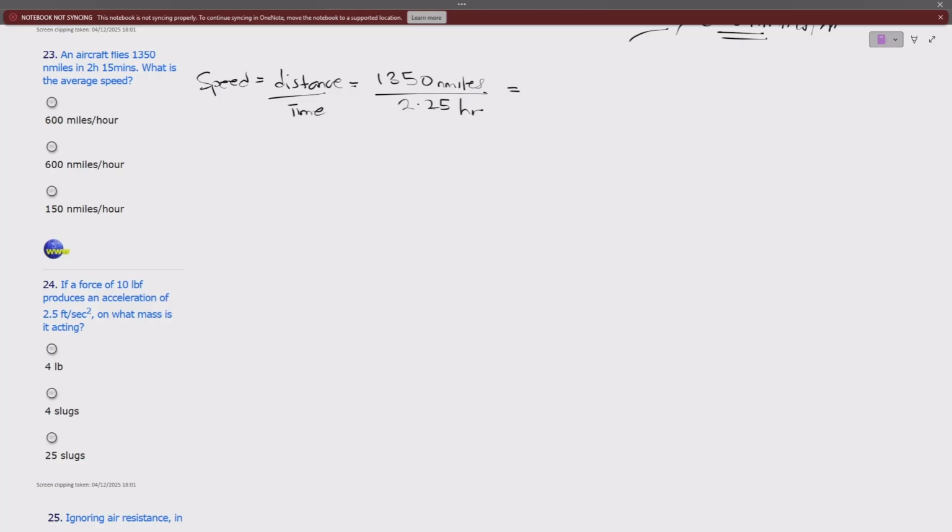So when you divide 1350 by 2.25, you're going to get 600 nautical miles per hour. But realistically, since we are not using calculators, you can approximate 2.25 to be 2. So when you divide 1350 by 2, you are going to get 675. And comparing the options given, obviously you have to go for this. That is the closest you can get, 600 nautical miles per hour.